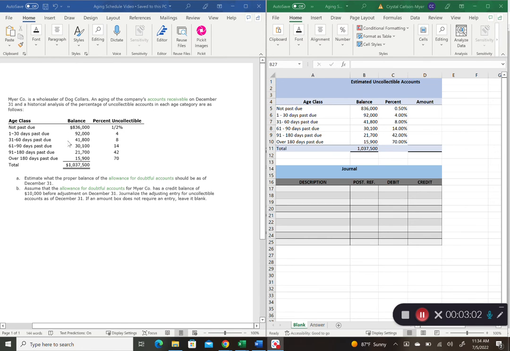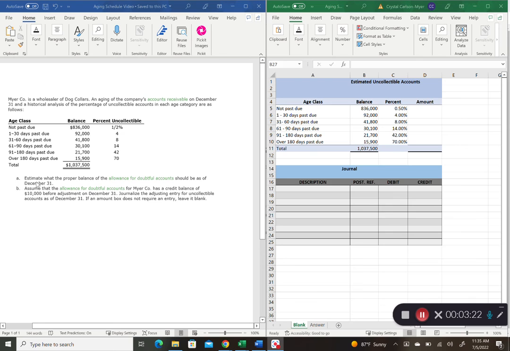So they've analyzed their total accounts receivable balance of $1,037,500, and they've broken it down to the amount that is past due or not. You can see these different categories here. I went over here and put it in an aging schedule already so that it's easy to multiply across.